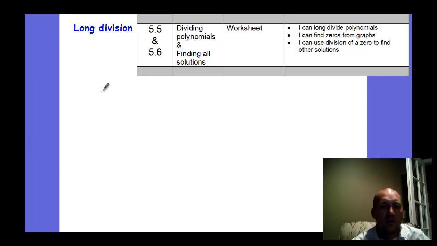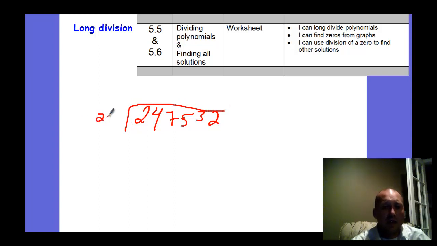So let's first review what long division is. We just take some number, 247,532, and I'm just making up numbers here. And we want to divide it by, let's say, 22.